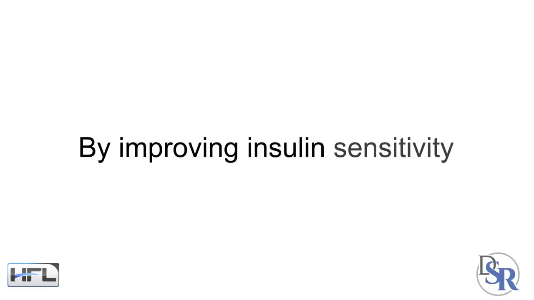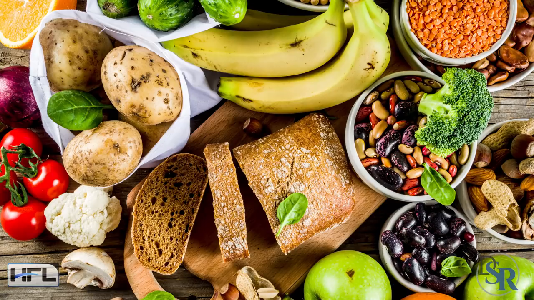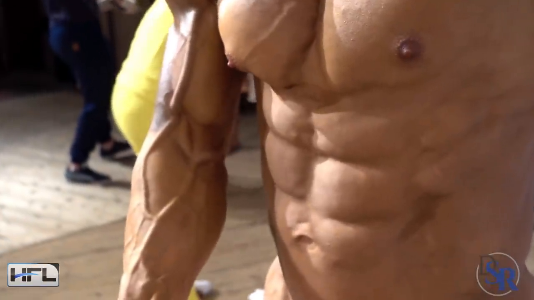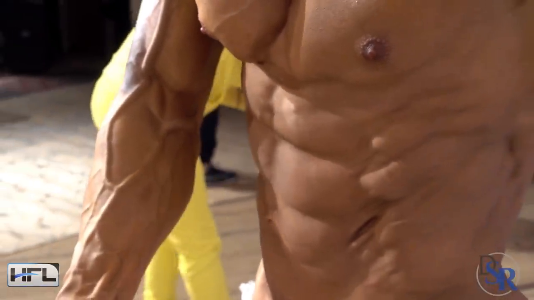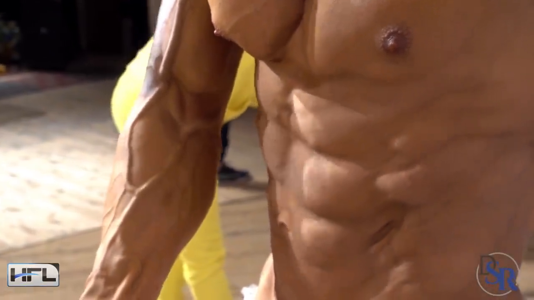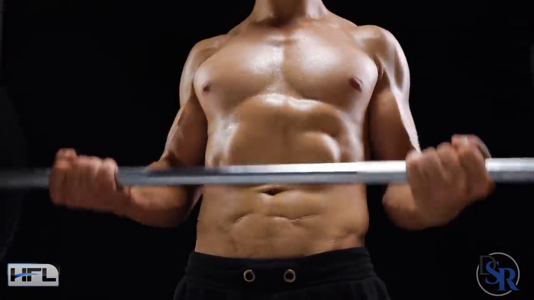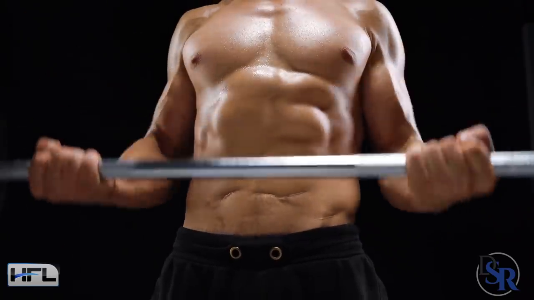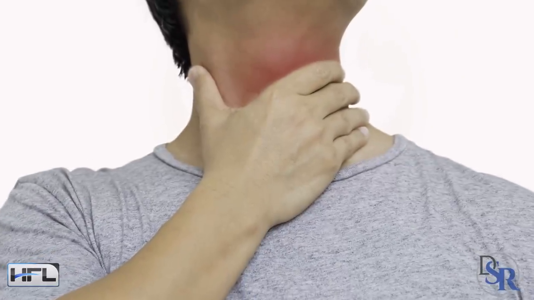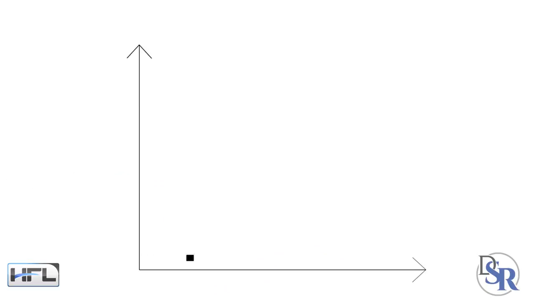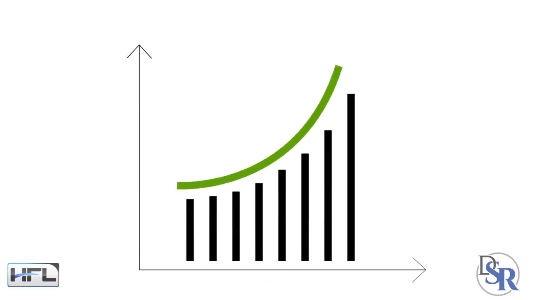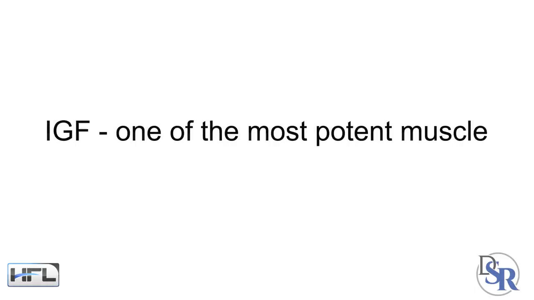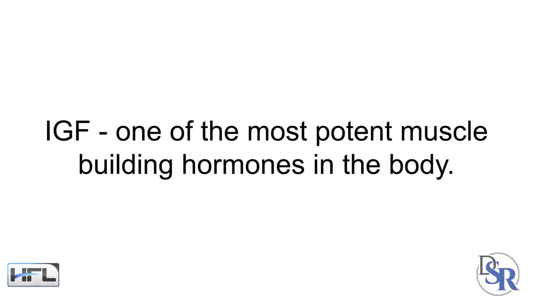He said by improving insulin sensitivity, I could eat more carbs and that would be utilized more for building muscle, more for energy and actually burning fat and not storing fat. I would have better workouts and thus be able to build more muscle, and that also means less body fat. And my thyroid would improve, my cortisol levels would drop, my IGF, which is a growth hormone, levels would also rise, which is one of the most potent muscle building hormones in the body.